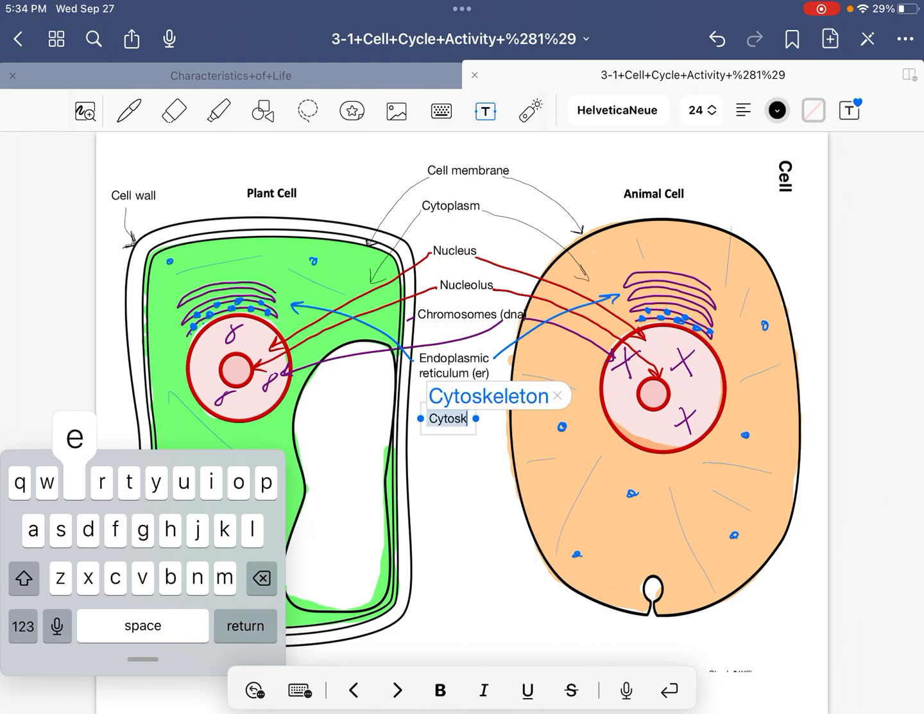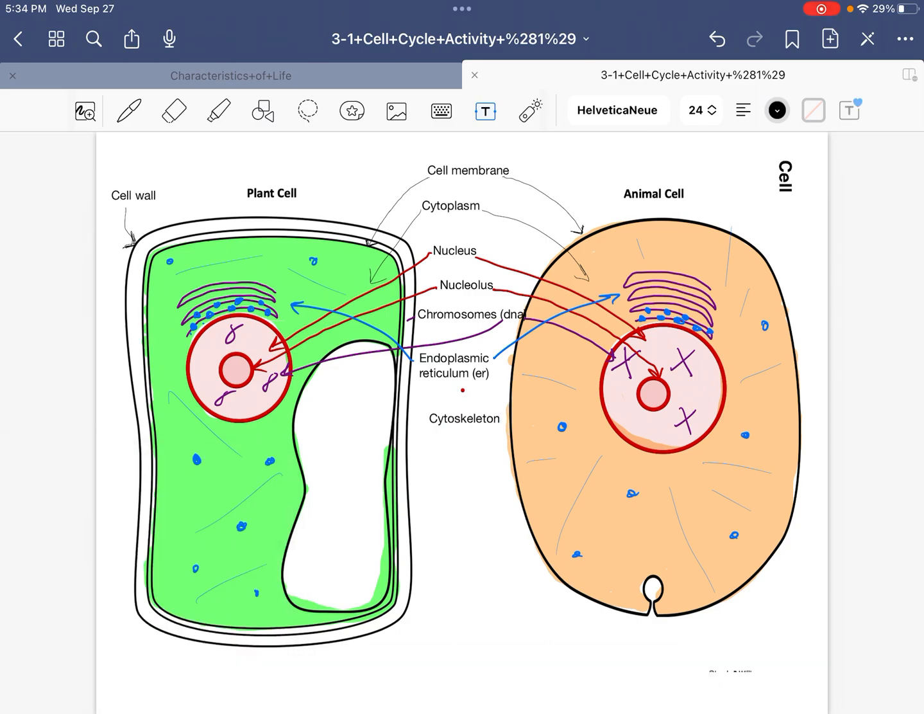So I'm going to write down the word cytoskeleton. Gosh, so many new words. And I'm going to draw an arrow to the cytoskeleton microfilaments. In fact, my arrow looks like a microfilament, so that's kind of nice. All right. So we've got the cytoskeleton with the microfilaments made of proteins. Those proteins are made by the ribosomes, and those ribosomes are made by the nucleolus.